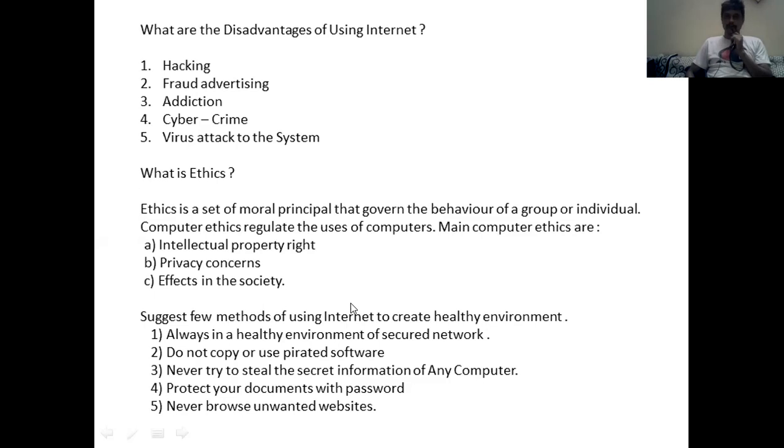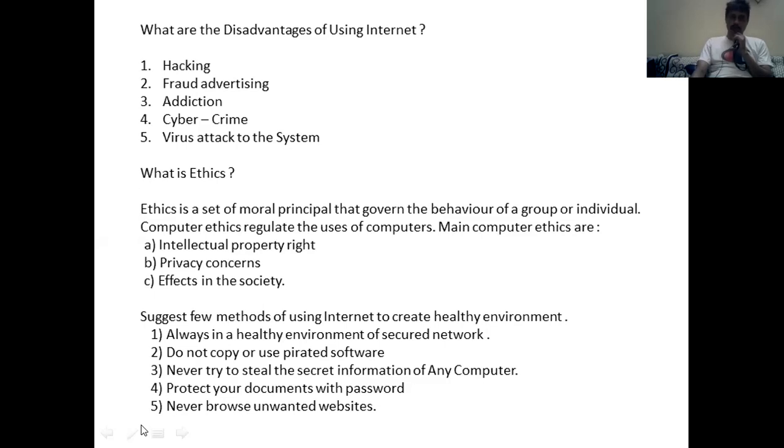Now, what are the things we should do and should not do? We should always work in a healthy environment of a secured network. So when you're using the internet, you must know that you are using a secured network. If you're not using a secured network, your data will be in danger. And when it is in danger, your data might be stolen, or other people's data you can easily manipulate. So these are not ethical things you should do. When you don't follow proper ethics, you are actually breaking ethical rules.